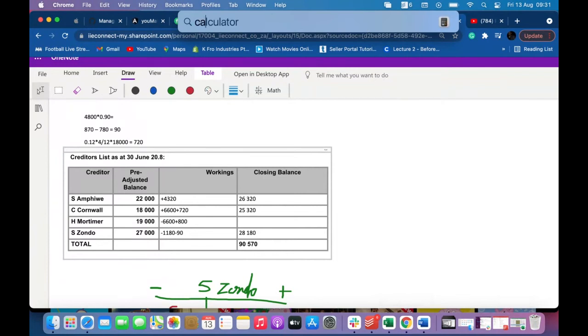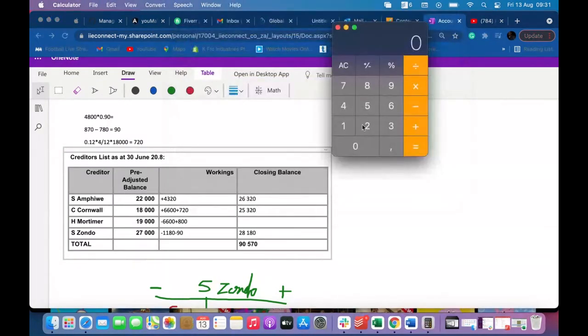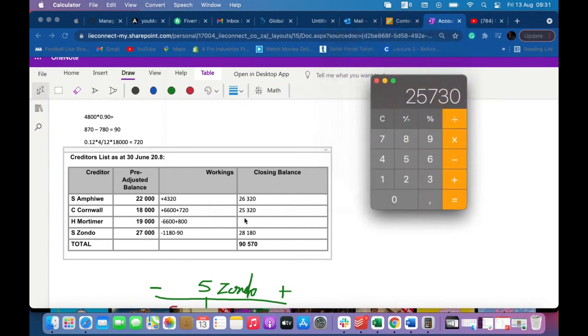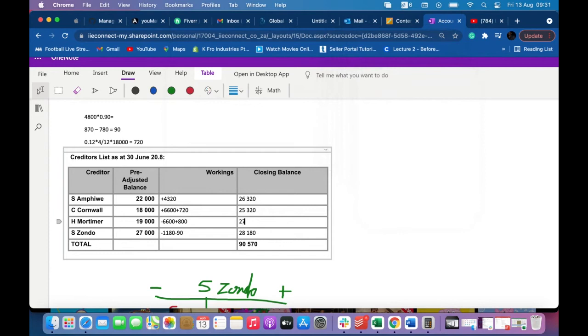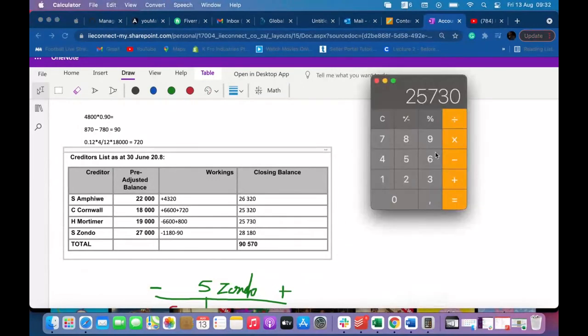Next one. We are saying 27,000 plus, actually minus 90, and then minus 1180. So you get 25,730. Then we have to add all these amounts together.